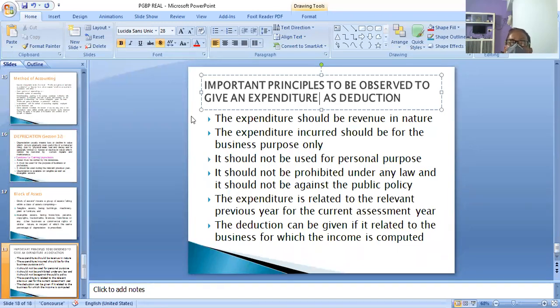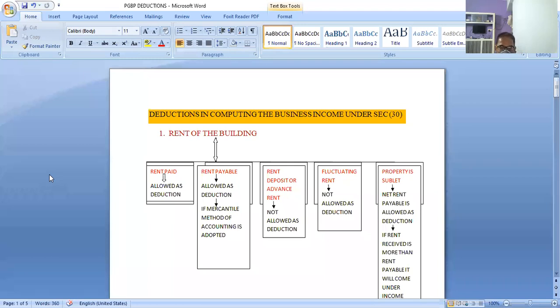Now we'll discuss what expenses can be deducted, but there are some conditions also. Now, the first one, we'll discuss one by one. Deductions in computing the business income under section 30. First, rent of the building.